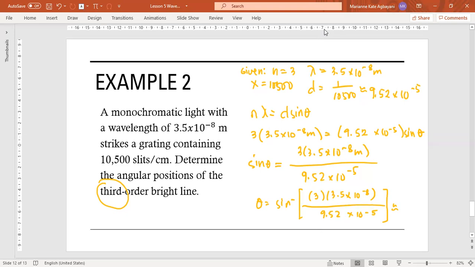So what will be your answer? That is approximately 0.06. So muna siya ang angle, okay, or ato ang angular position nga mag-determine sa atong third order bright line. Okay, let's proceed with the next one, last example.